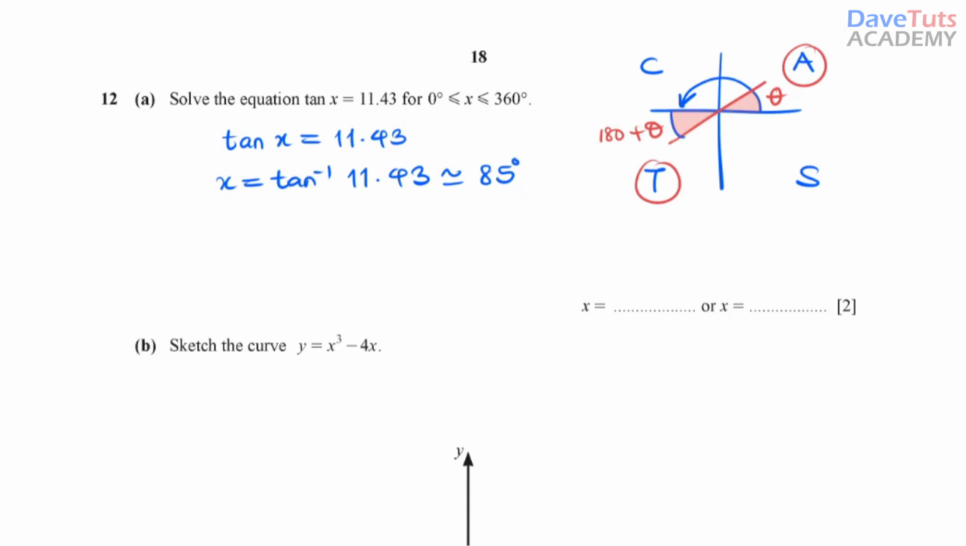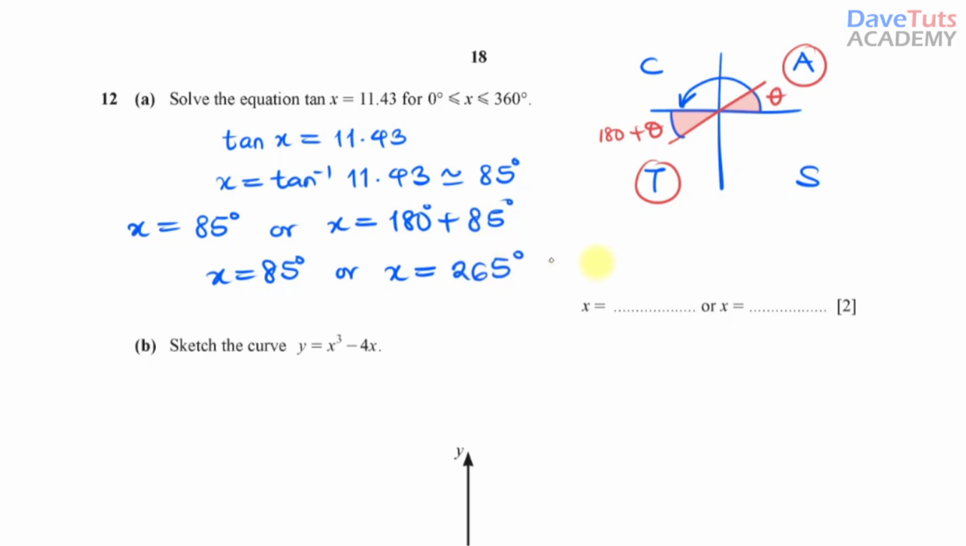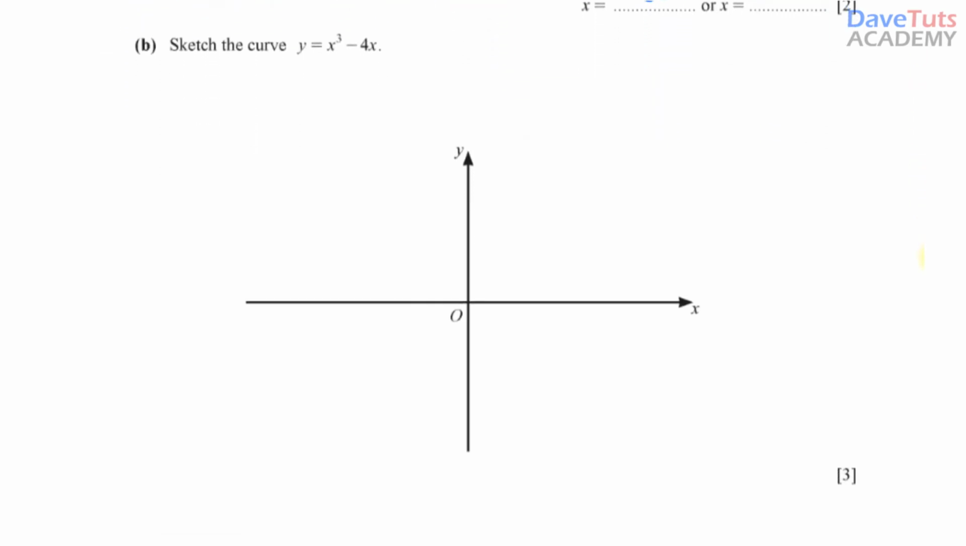So if you are looking at our solution to the question, we can say that either x is equal to 85 degrees, or x is 180 plus 85 degrees. If you solve for that, our x will be 85 degrees, or for this second case, x is 180 plus 85, that would be 265 degrees. So we can put that as our answer, that x is 85 degrees or x is 265 degrees. We can move on to our next question.